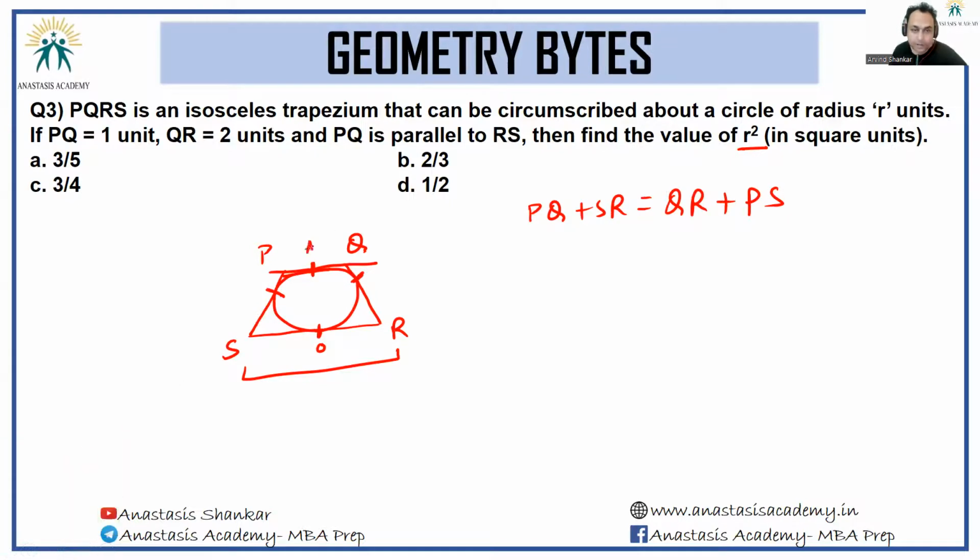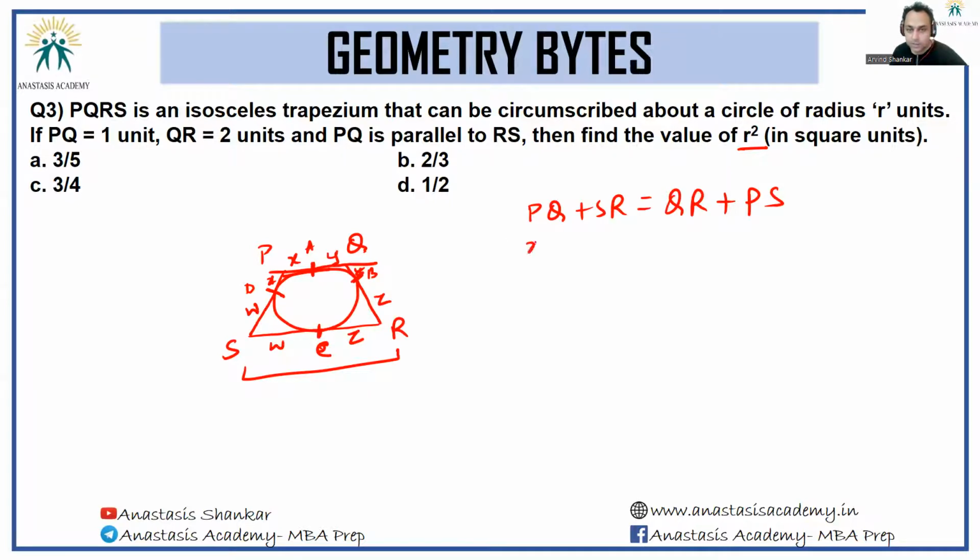So I'm naming them A, B, C, and D. TA, if this is X, TD is also X because the length of the tangent from an external point is equal. If this is Y, this is Y. If this is Z, this is Z. If this is W, this is W.